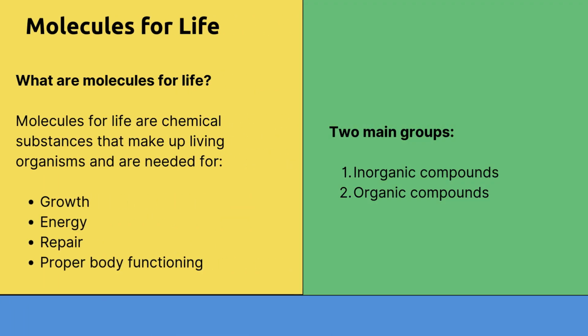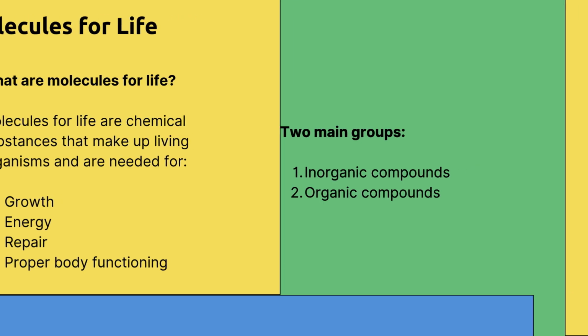Okay, so let's look at molecules for life. So what are molecules? Molecules are chemical substances that make up living organisms and are needed for growth, energy, repair, and proper bodily function. And all living things, for example, plants, animals, and humans, are made up of these molecules. And these molecules are broken down into two main groups, which are inorganic compounds and organic compounds.